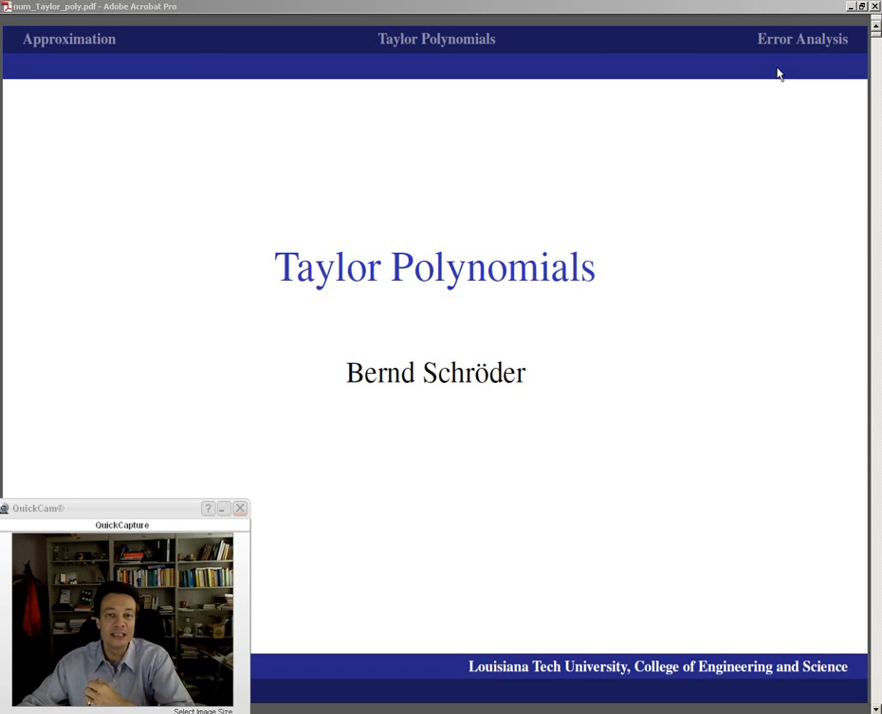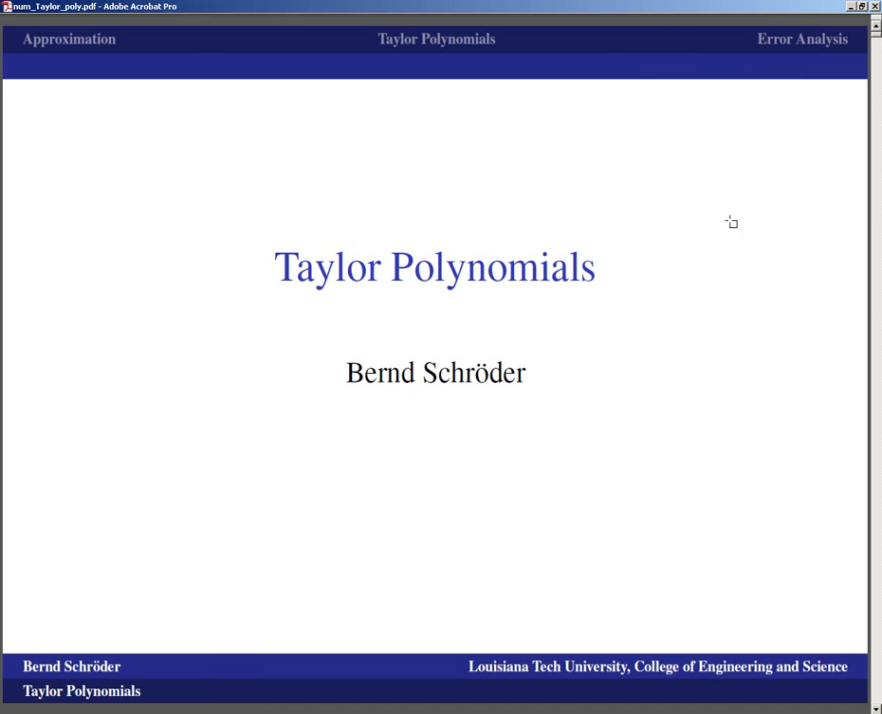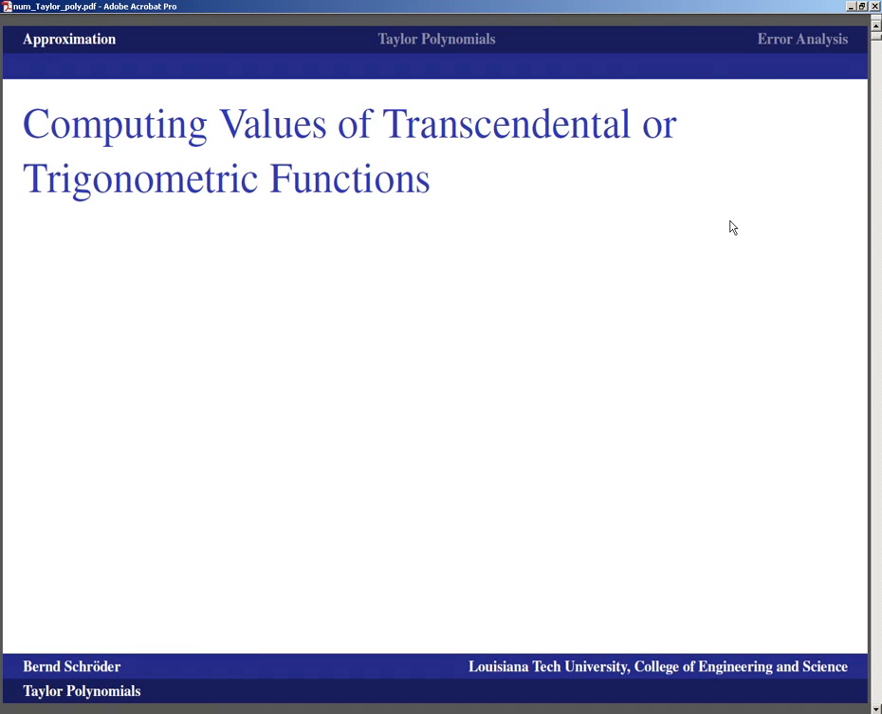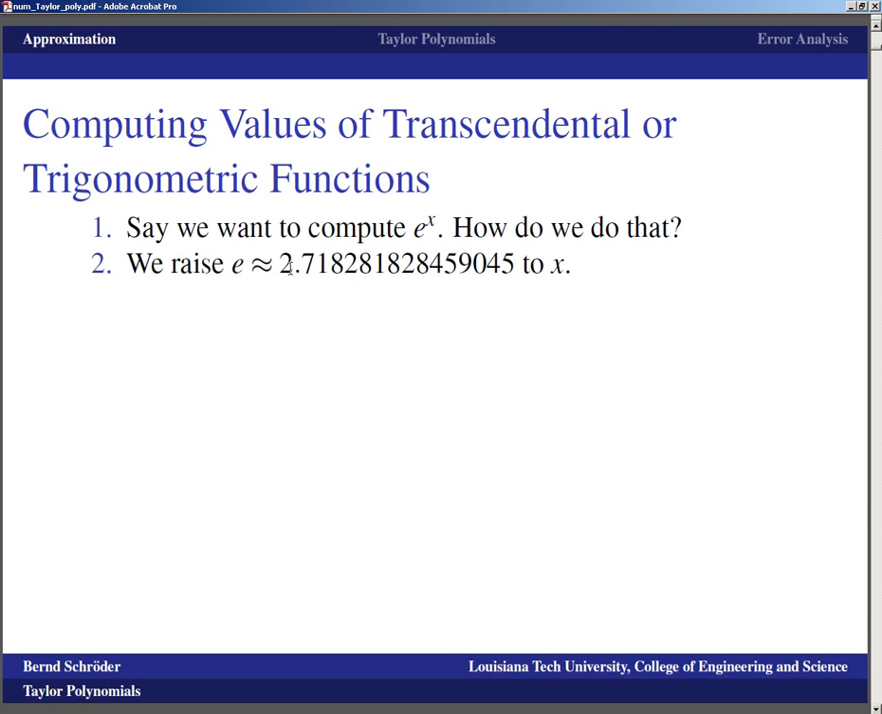With these words of caution, let's take a look at why people are interested in Taylor polynomials as well as in numerical approximation in general. So let's ask ourselves a very simple question. How do we compute the values of transcendental and/or trigonometric functions? Well, for example, if we want to compute e to the x, what do we do? Well, we take e, which is this number here. Okay, it's a bunch of decimals, but we raise that to x, right? That's all we do. Duh, it can't be that bad.